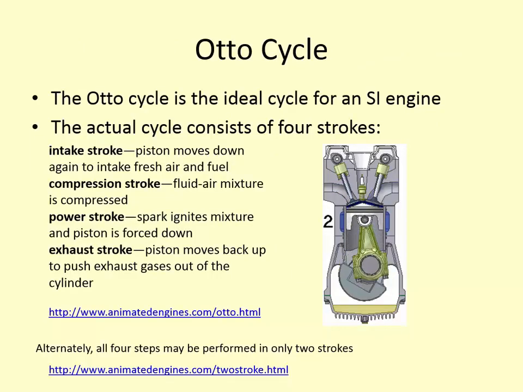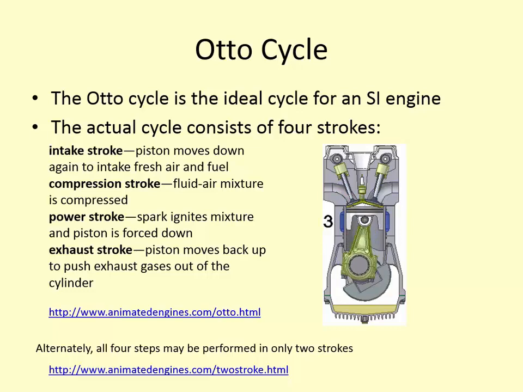Okay, so let's look at more specific types of these reciprocating engines. The Otto cycle is one that is commonly used to model an idealized version of a gas engine. And the actual cycle consists of four strokes. There's an intake stroke in which the piston moves down to intake fresh air and fuel. The compression stroke, where the air-fuel mixture is compressed. The power stroke, where the spark happens and the piston is forced down. That's where you get the power output in your engine. And then the exhaust stroke, where all those combustion byproducts are exhausted.